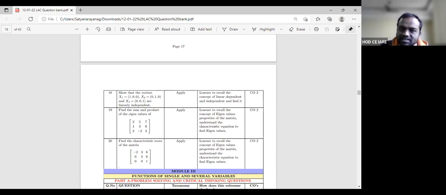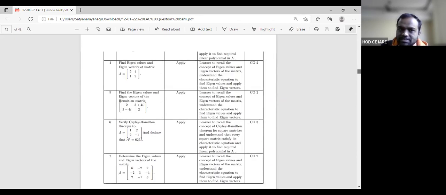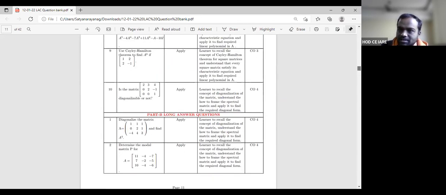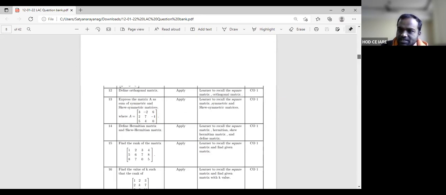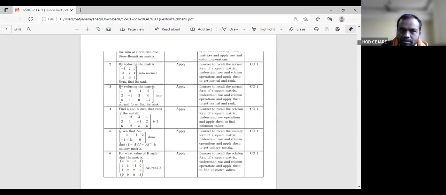Find the characteristic roots of the matrix. We write the characteristic equation. What are the characteristic roots here? -2, 3, 1. So these are the characteristic roots of the matrix. So this is the second module, and the first module we already discussed. Once again we can recall it quickly.